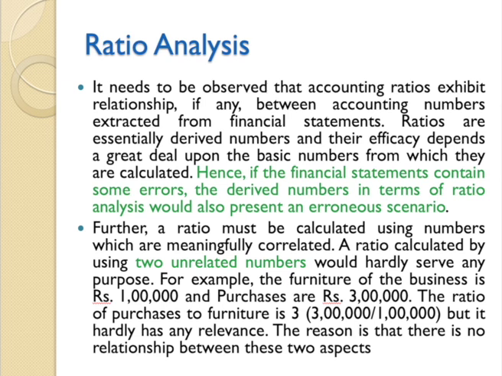3 lakh divided by 1 lakh, 3. There is no purpose. There is no use. So, two unrelated numbers, you cannot calculate ratios. Ratios have to be calculated where there is some meaning, like the gross profit ratio. Gross profit is 10,000, sales is 1 lakh, gross profit ratio is 10%. So, for every 100 rupees of sales, your gross profit is 10.